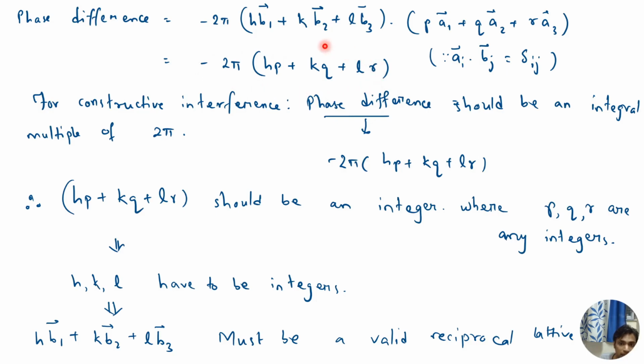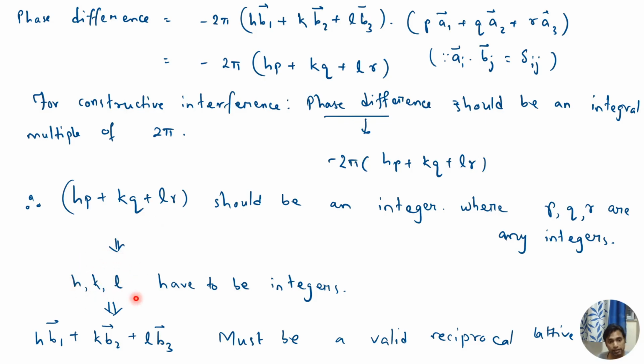Now if this has to be an integral multiple of 2 pi for any arbitrary integers p, q and r, what do we need to have? We need hp plus kq plus lr to be an integer, and p, q, r are any integers. So if p, q and r are arbitrary integers, and for all possible such values we need this quantity to be an integer, then we need h, k and l also to be integers. Without that it cannot happen.